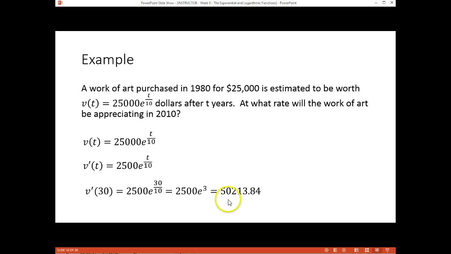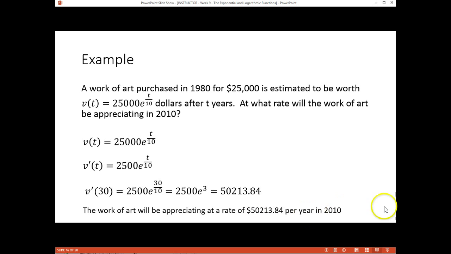$50,213.84. So basically, to interpret this means that the work of art will be appreciating at a rate of literally over $50,000 per year in 2010, which is a nice return on the investment for something that was purchased for $25,000 back in 1980.